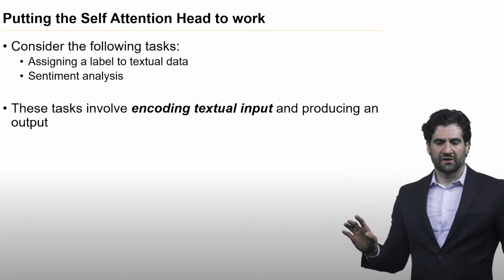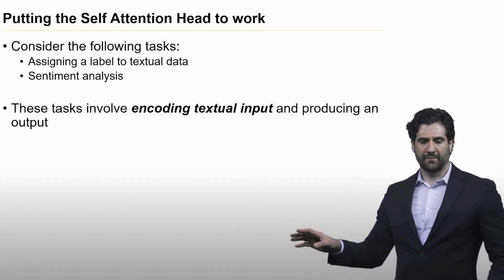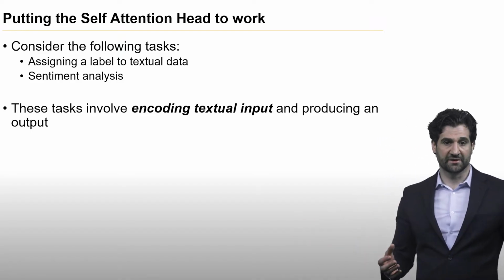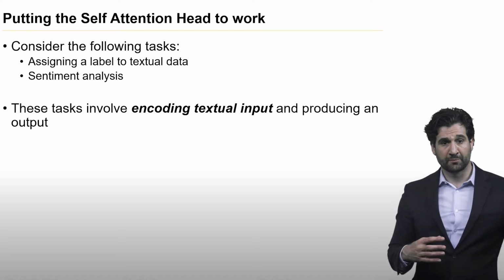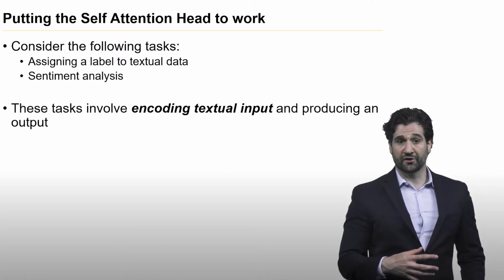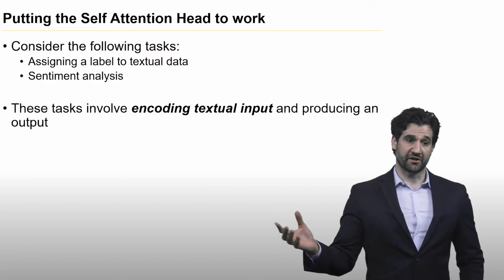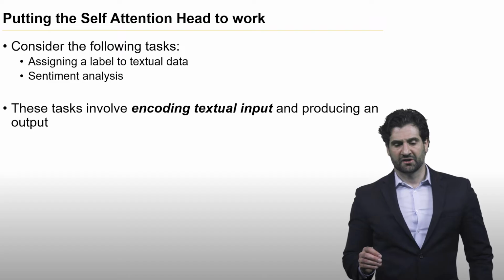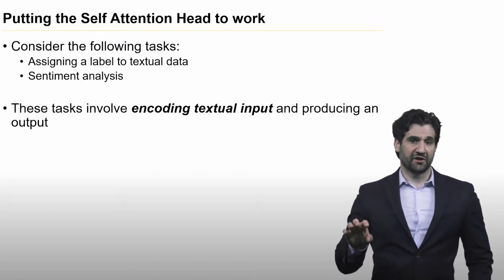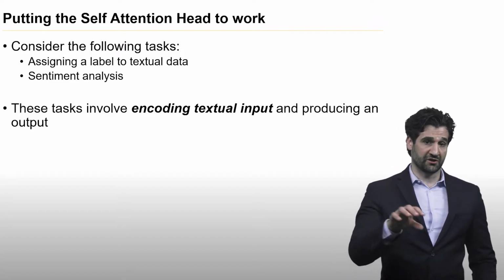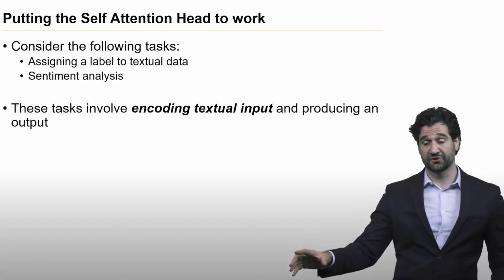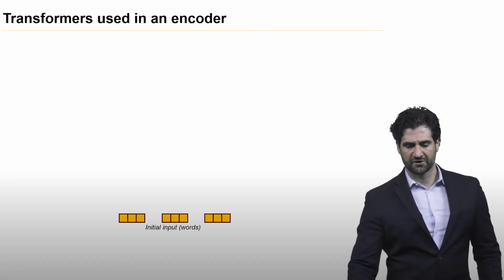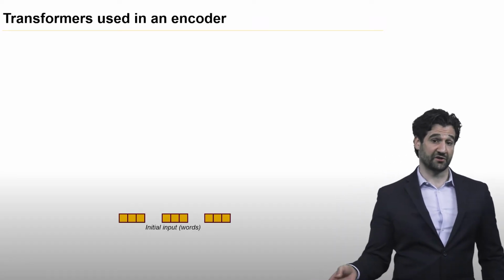The encoder architecture is primarily used for things like assigning a label to textual data, sentiment analysis, a lot of the typical many-to-one tasks that you would see in other language models like an RNN. Now, this involves encoding textual input into the neural architecture to produce the output, and we'll describe how that's done in a moment. So at the base level, we have the input. These are your words.